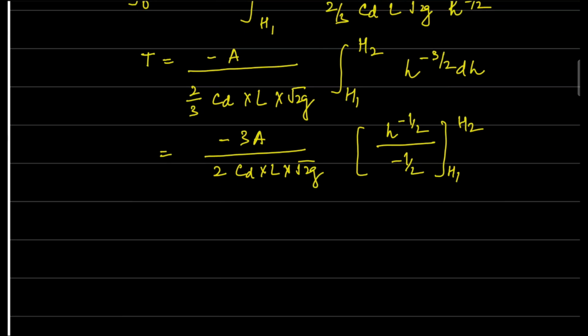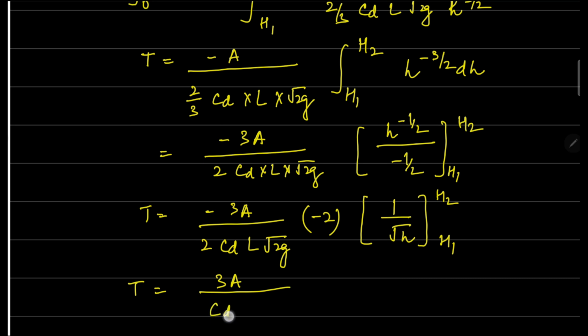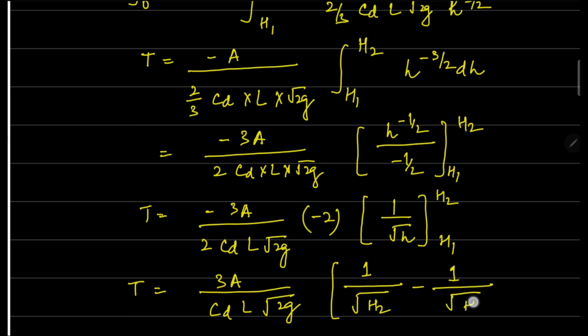Now we have to put the limits, and once we put the limit and rearrange this equation, it will look like t is equal to minus 3A divided by 2 Cd L under root 2g, then minus 2 will come outside, and this will be 1 divided by under root h2 minus h1. And this will become t is equal to 3A divided by 2, will cancel out, so Cd L under root 2g, and then this will become 1 divided by under root h2 minus 1 divided by under root h1.